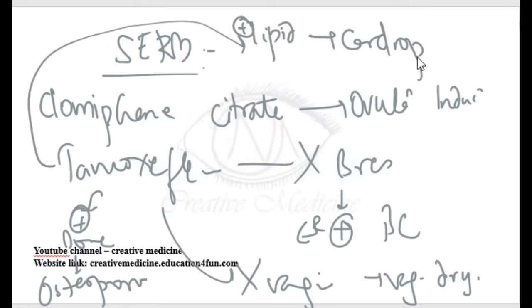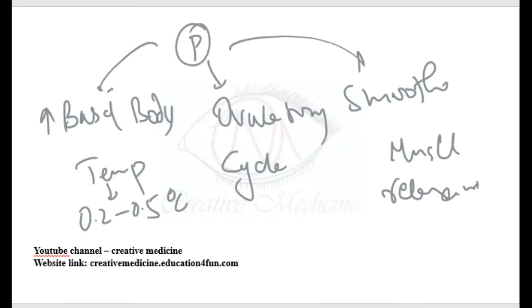It acts as an agonist on the uterine endometrium, leading to endometrial cancer, endometriosis, adenomyosis, and polyps. It can also bring about ovulation induction. Raloxifene. Raloxifene is also a selective estrogen receptor modulator.